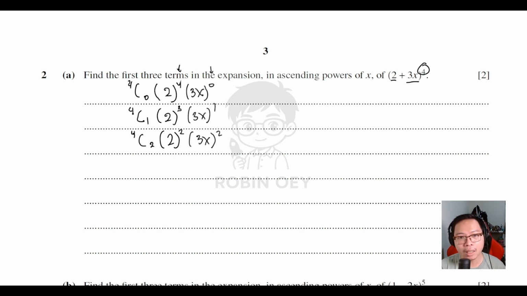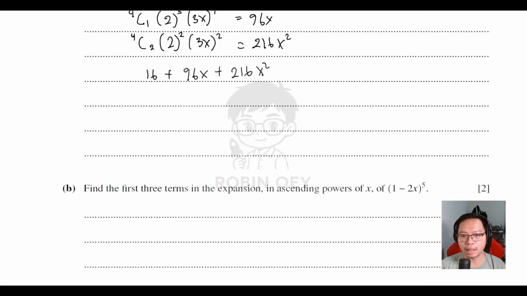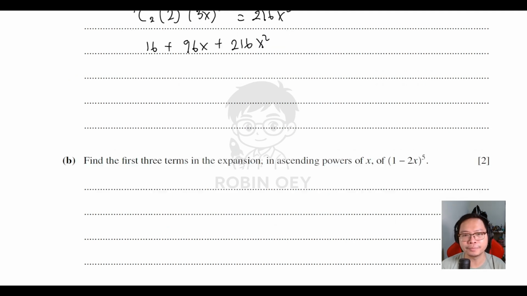Okay. Now once we get that, 16, and then we have 96x and 216x squared. So the first three terms would be 16 + 96x + 216x squared. Okay, and then find the first three terms in the expansion in the ascending power of x, of (1 - 2x) to the power of 5.